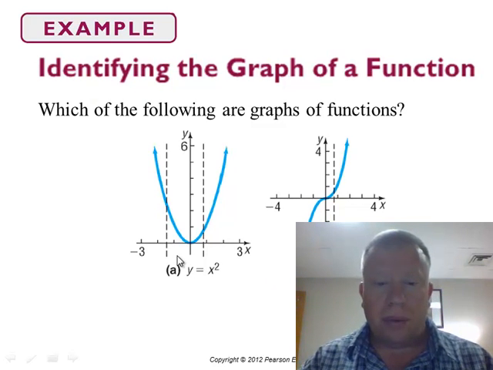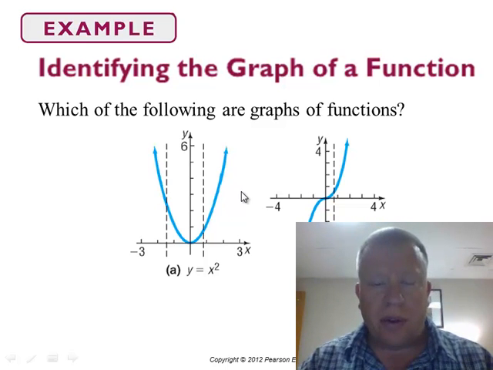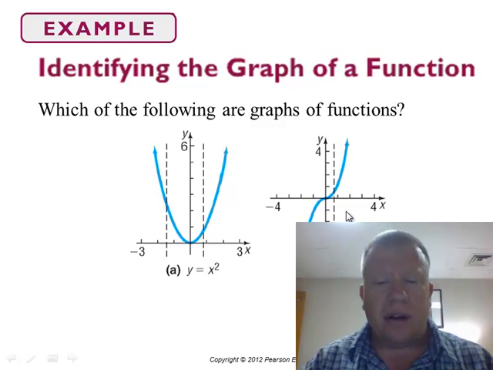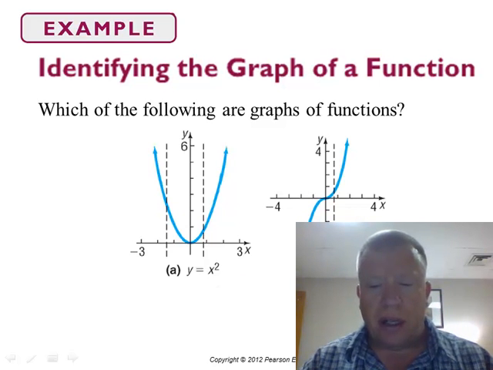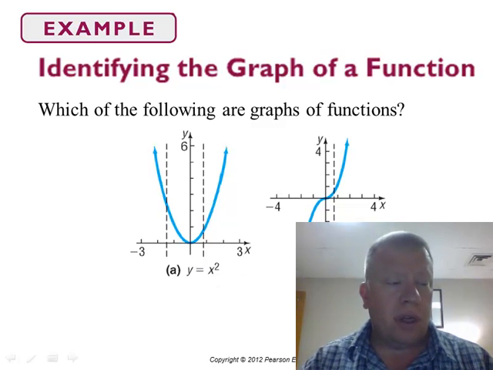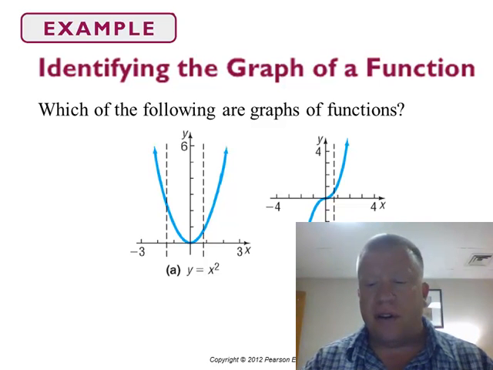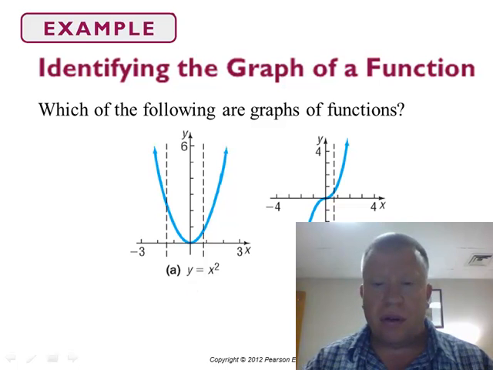So, for example, here we've got y equals x squared, and here's the graph of y equals x squared. And nowhere would you have a vertical line that intersects the graph any more than once. And same thing for y equals x cubed. Both graphs pass the vertical line test. And so their corresponding equations indicate that y is a function of x for both of those equations. All right, so both of those are functions.